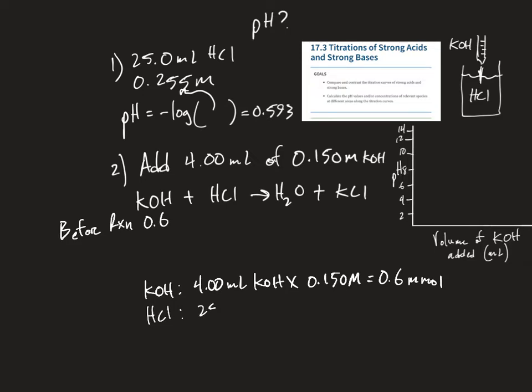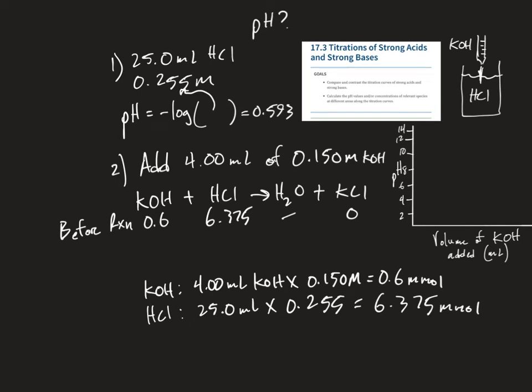That would be 25 milliliters times HCl's molarity, which was 0.255, so we've got 6.375 millimoles. So clearly I'm not going to be neutralizing all of the acid here. I'm only adding 0.6 millimoles, and it's going to react in a 1-to-1 ratio with HCl because of my balanced equation. So HCl, I've got 6.375. Water and KCl, we don't really care about here. Well, we care about them, we just don't have any there.